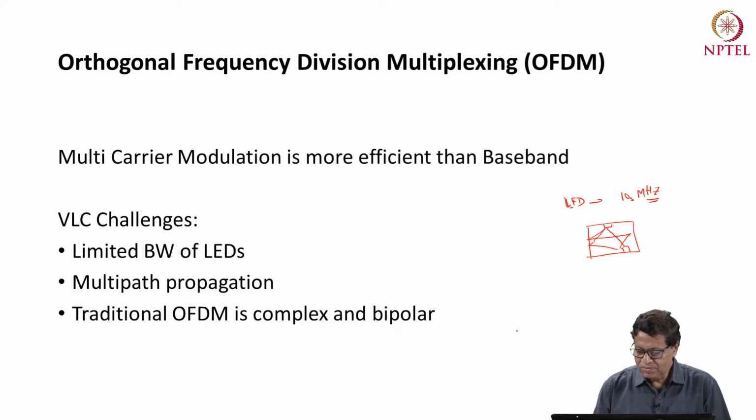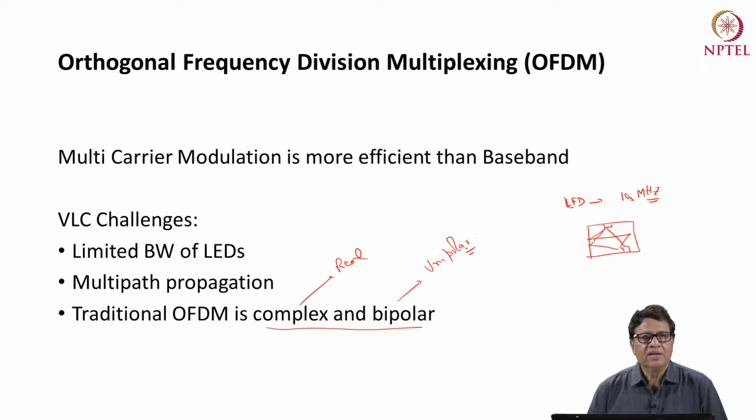And also in VLC, we cannot use OFDM directly because the OFDM signal is generally complex and bipolar, whereas if you want to give a signal to an LED, it has to be a real signal and it has to be a unipolar signal. So some changes have to be made in conventional OFDM systems in order to make them compatible with optical wireless communication systems.